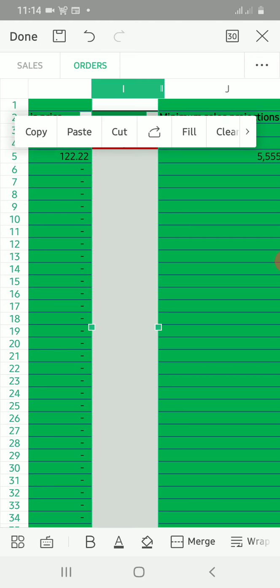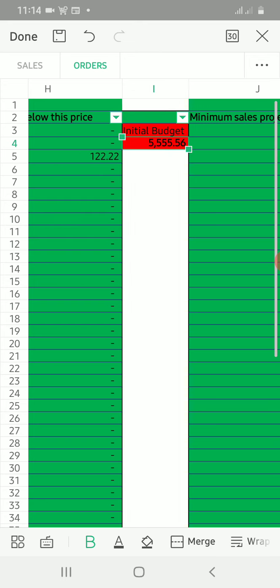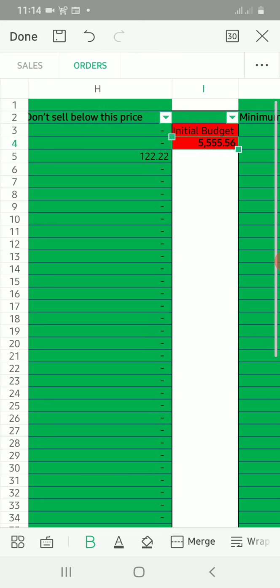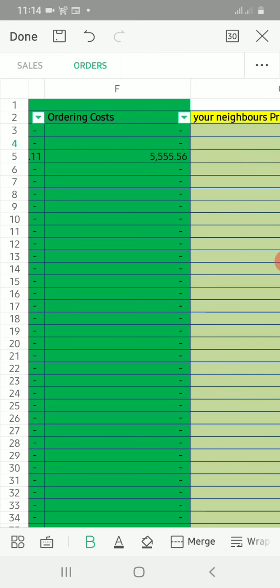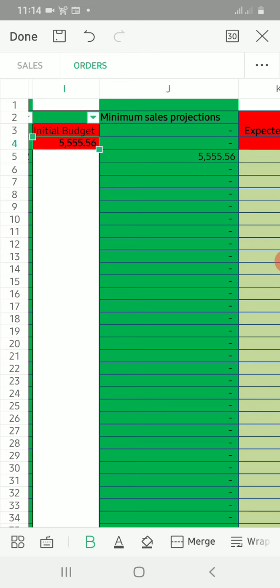So the other column, which is this one, it shows you the initial budget. How much are you spending to buy that kg? Remember, this is an aggregated value. You won't be buying just Saitoti beans. This was just an example. So if you are buying like 5 products, this amount will definitely change, right? But in this case, since you are buying just one product, which is Saitoti beans, it will be the same as the ordering cost, which is 5,555. All right? Yeah. So that is your budget. So minimum sales projections.